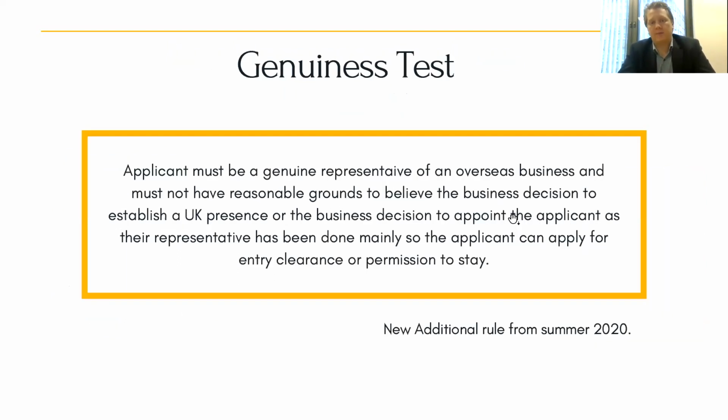Let's talk a bit about the genuineness test, which was introduced more than two years ago but still has a complex effect. Technically, it is the rule which allows a UK government caseworker or decision maker to refuse the applicant if they believe the applicant is not genuine. What could be a non-genuine applicant? For instance, an applicant gets the job yesterday and applies two weeks later for the visa.